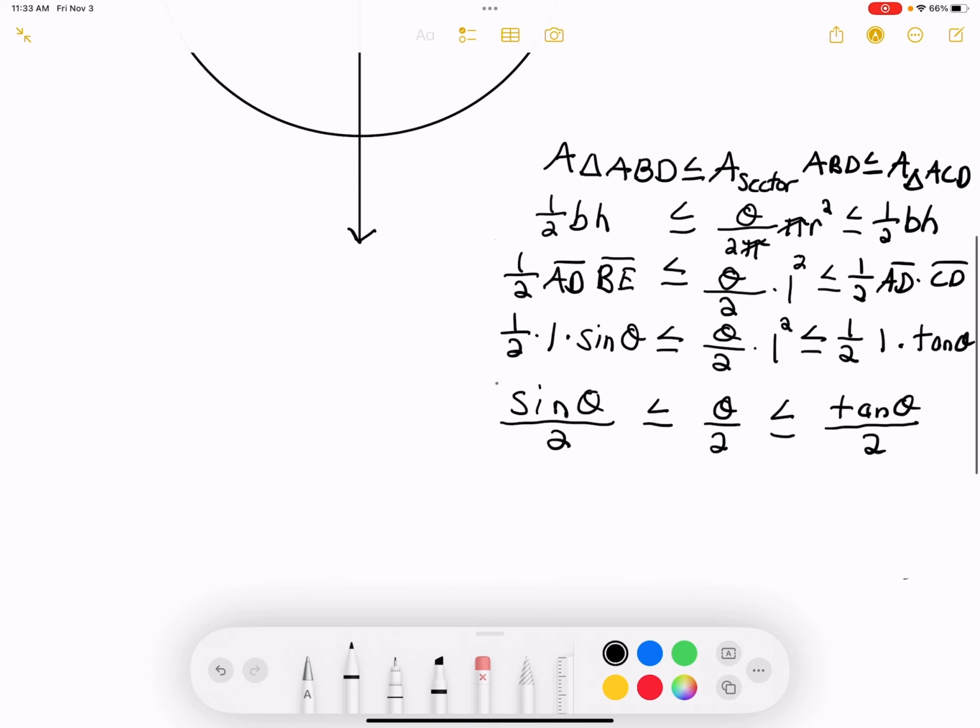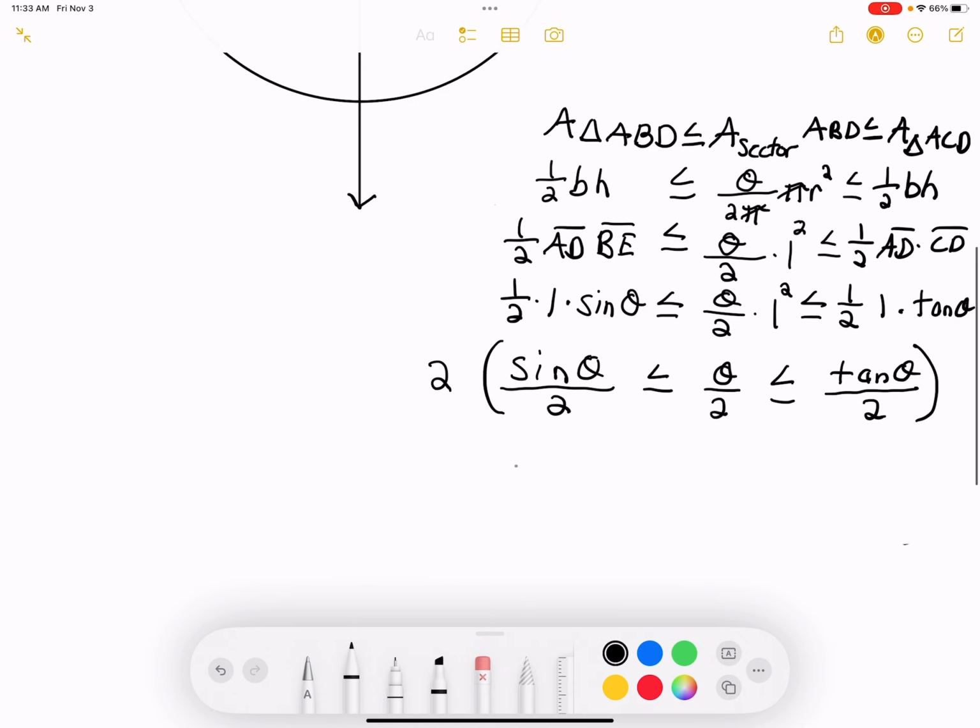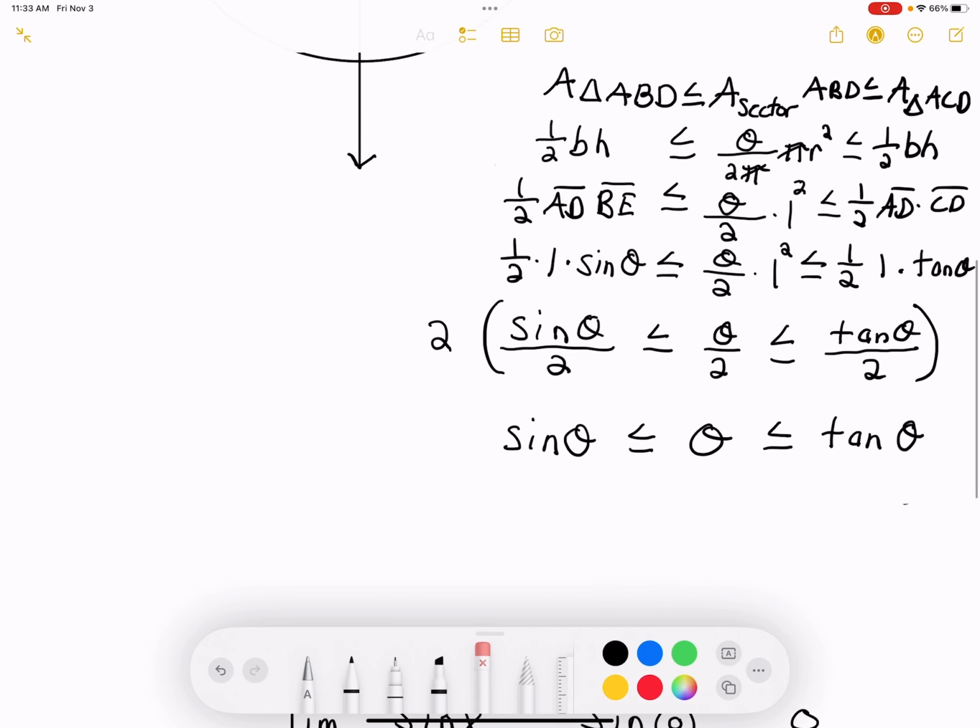Now we're going to manipulate this a little bit. So we'll multiply every term here by 2, and this will cancel out all the denominators. So we have sine theta is less than or equal to theta, which is less than or equal to tangent theta. You might remember that tangent theta is nothing more than sine of theta over cosine theta.